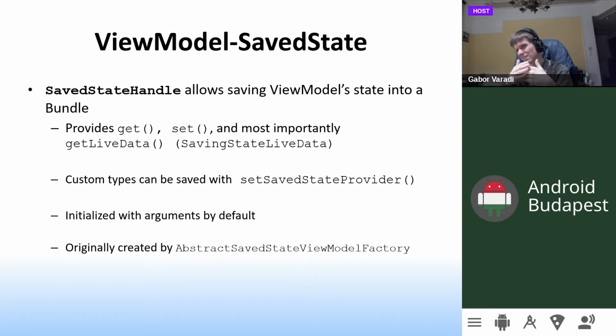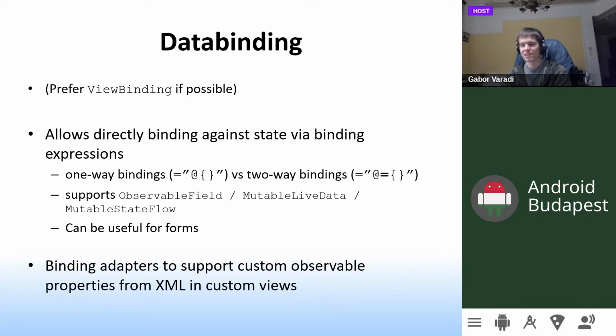But when it's not yet state restoration time, then it is initialized with the arguments by default, and it tracks these changes and notifies us of changes using this live data. Saving state live data is a mutable live data, so you can write into it directly like that. And you would have to use the abstract safe state view model factory for it originally, but that was kind of tricky. Hilt will help us with that.